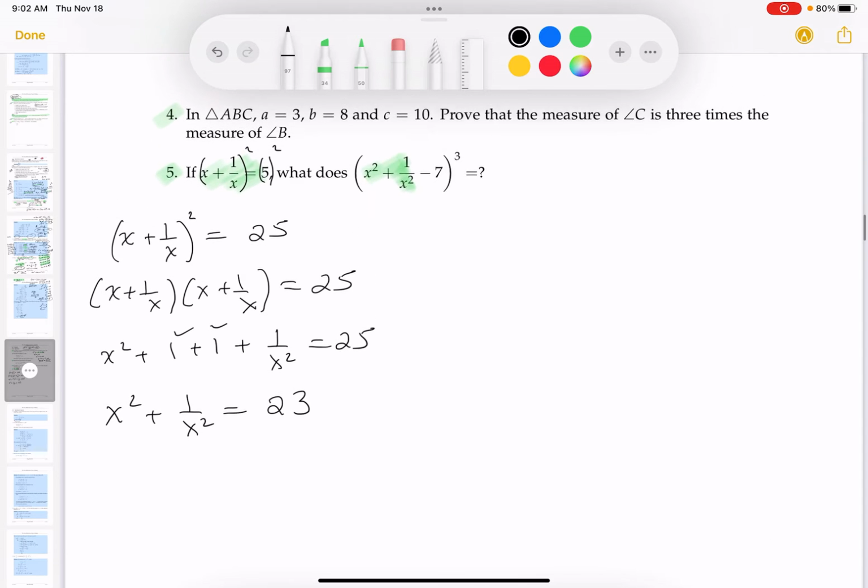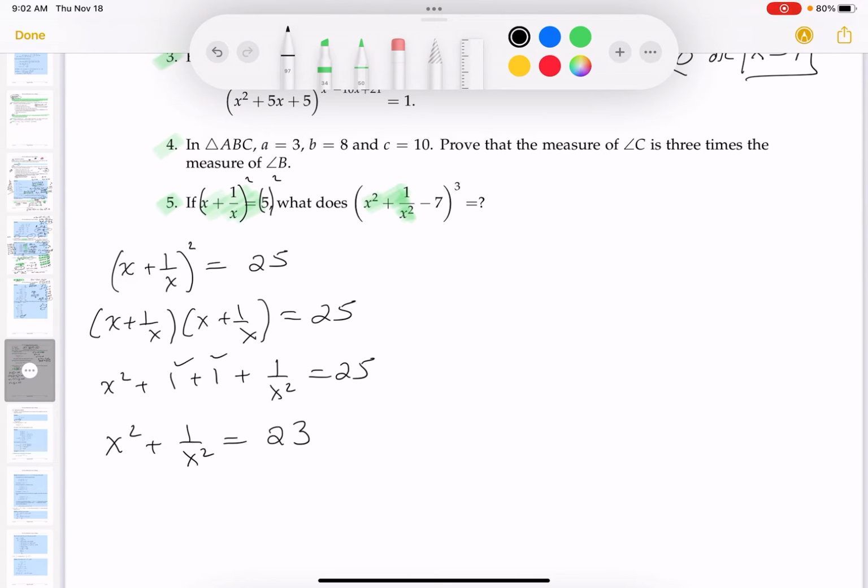All right? Now, is that what I wanted to do? Sort of. All right, I got this. I know what this is. And what is it? It's just 23. So I'm going to write this down. 23.